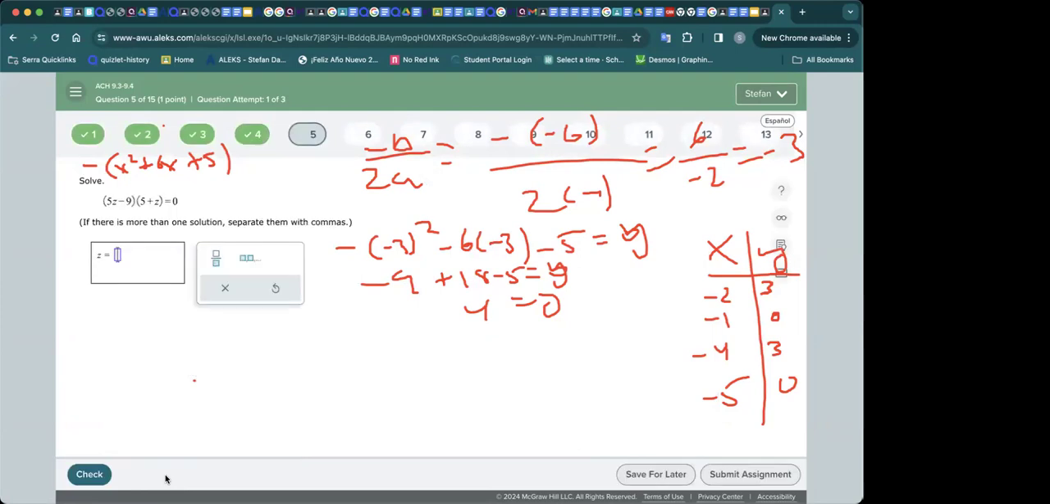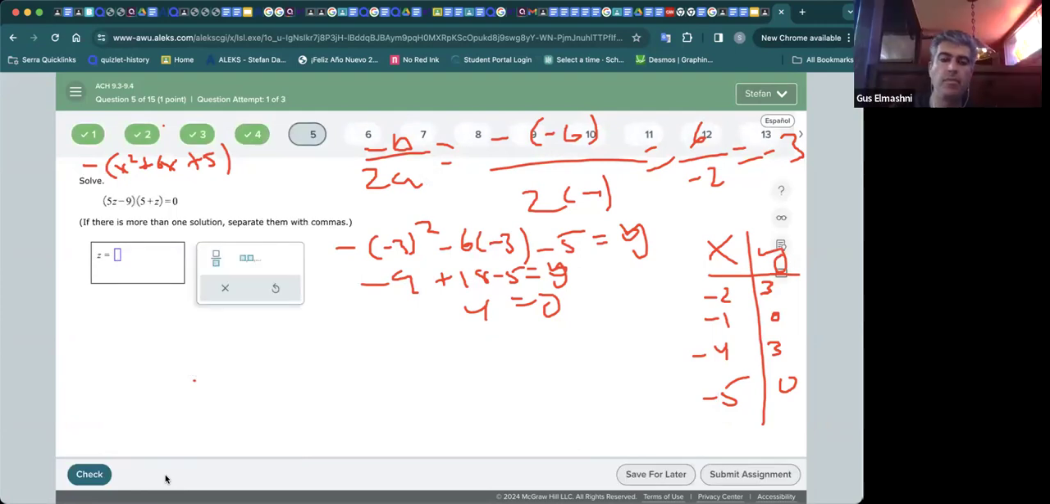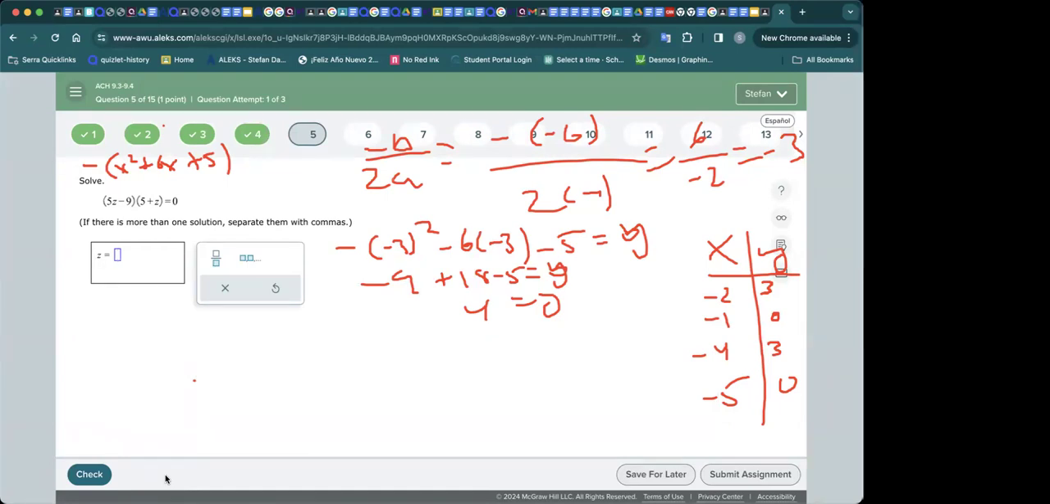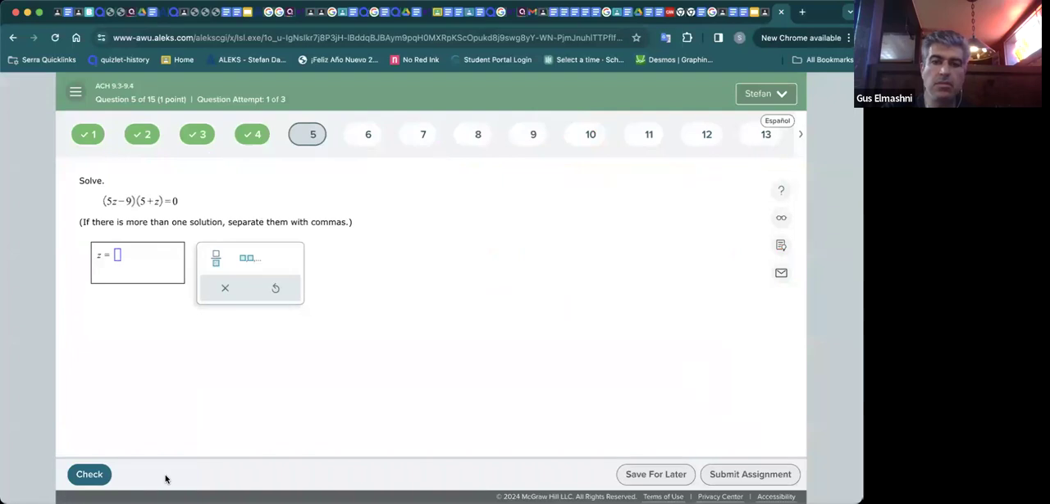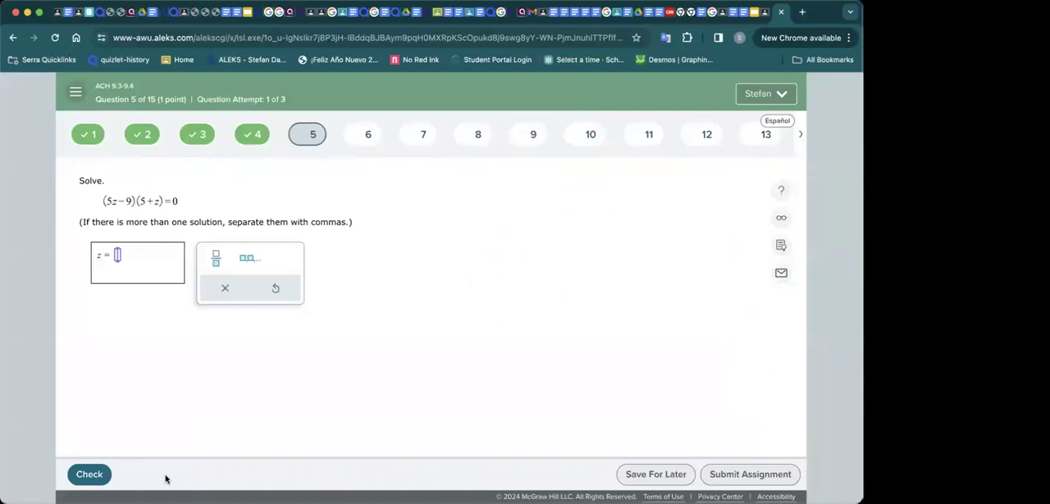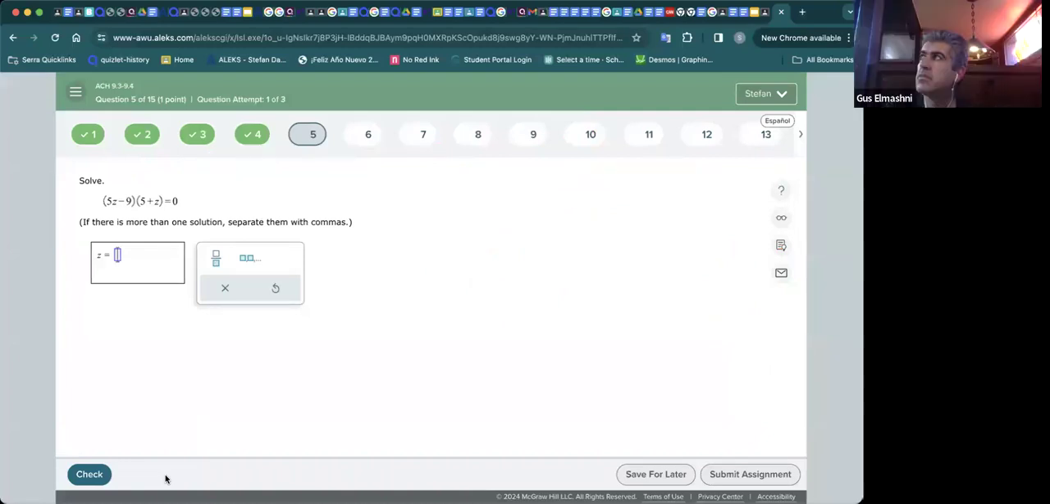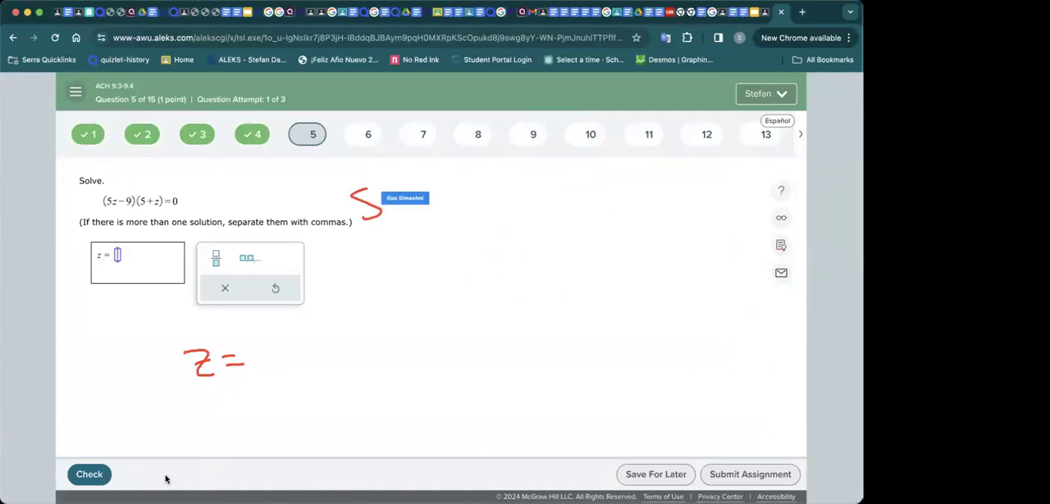Okay, and then this one. Yeah, just solve for z in each case. Just set each of them equal to zero and solve for z.